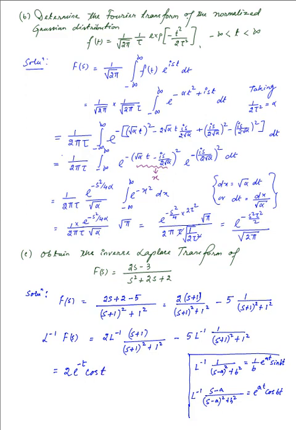And as for the second term, we have minus 5 multiplied by e to the power, well, 1 over b is 1 over 1, so that goes to 1 only, and e to the power a is minus 1, so e to the power minus t over here, sine b again is 1, so sine t. So this is the value of the inverse Laplace transform of the given function F(s).